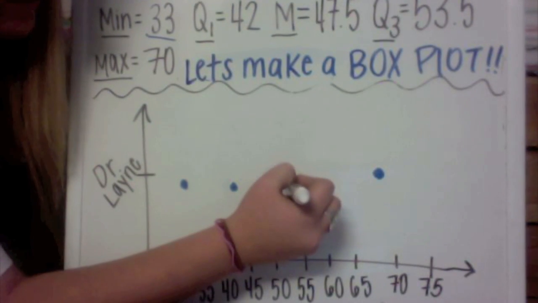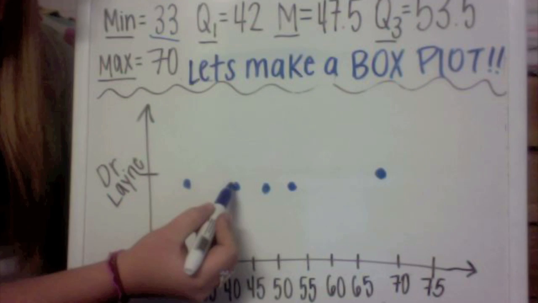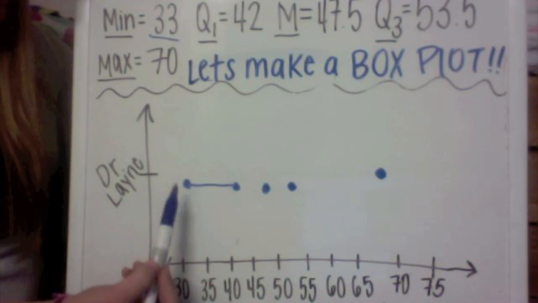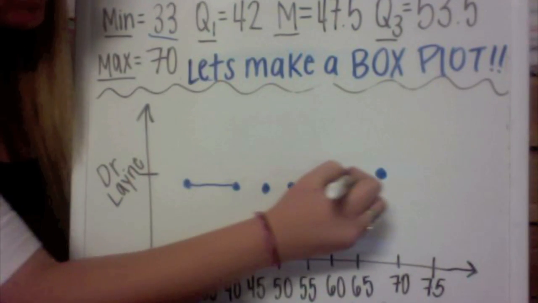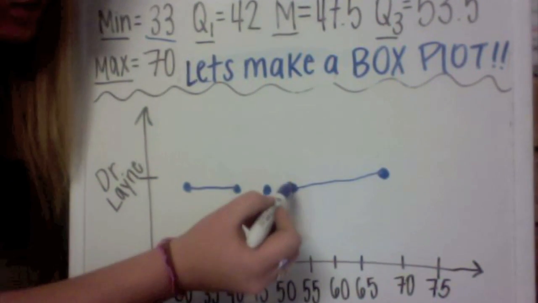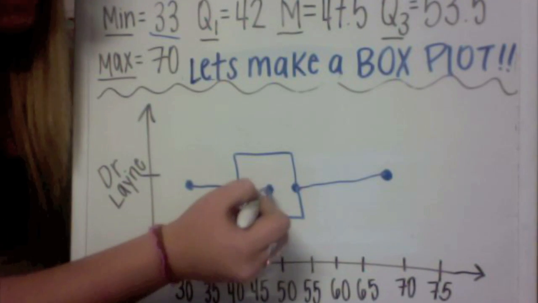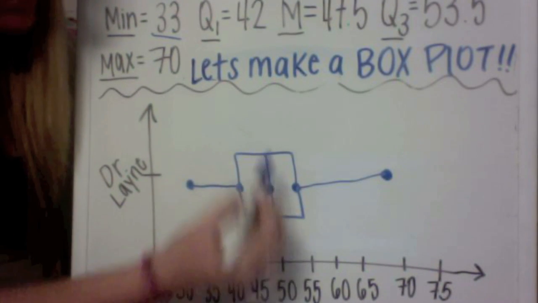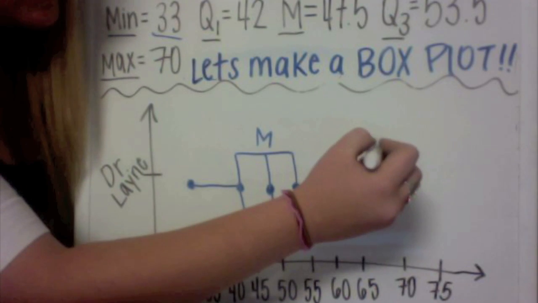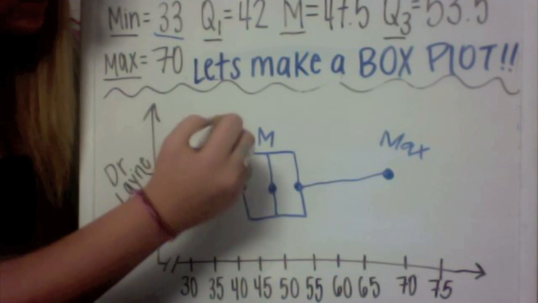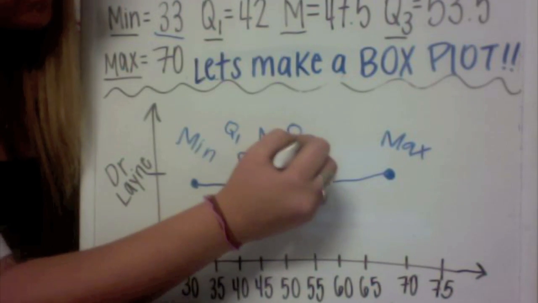Next, we're going to find quartile 3, which was 53.5, and we're going to place that at approximately 53.5. Next, we're going to connect our quartiles to our minimum and our maximum, which are also known as outliers. Then we will make a box around our other data. This is the median, this is the maximum, the minimum, Q1, and Q3.